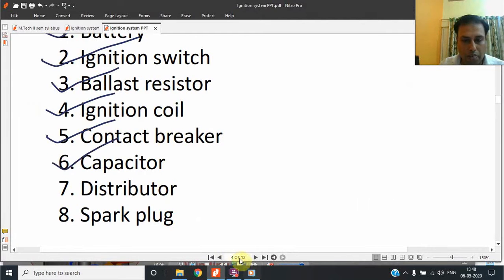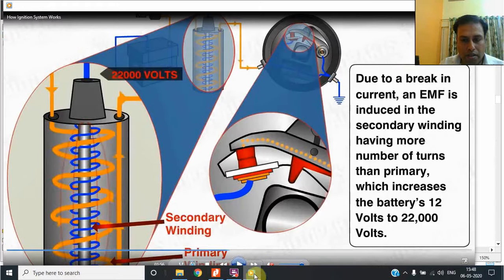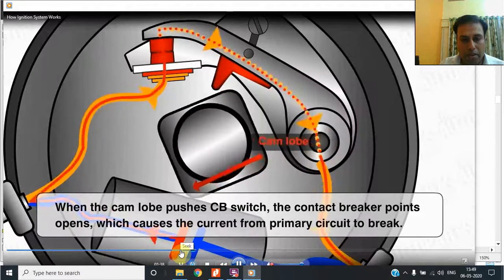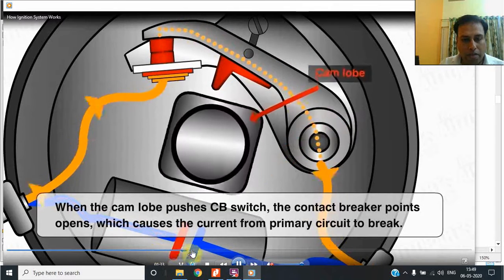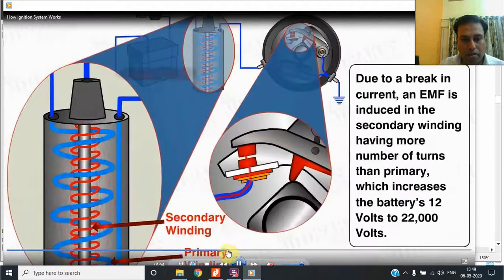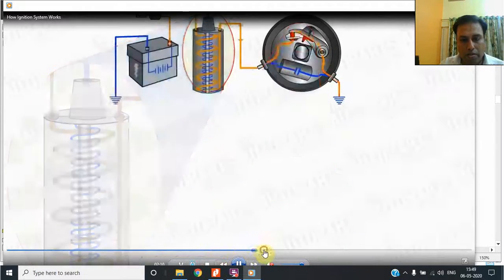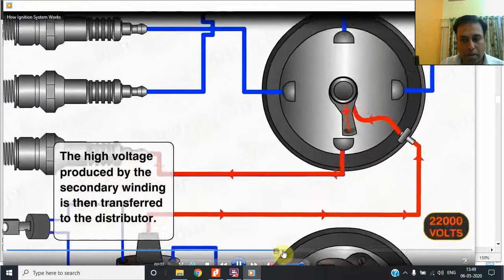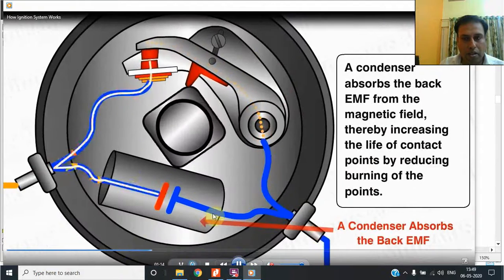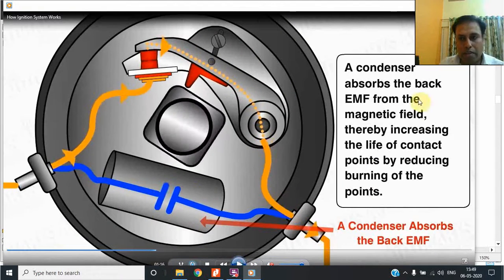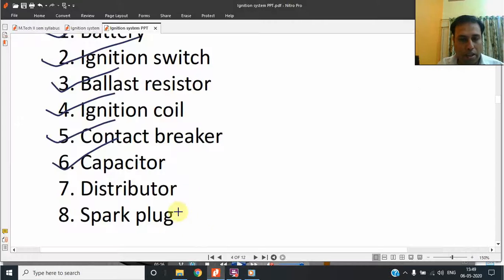The capacitor, I have told you that the capacitor is used just to save the life of the contact breaker, because it consumes the back EMF which is generated when the contact breaker works. So the capacitor is being shown over here. The function of the capacitor they might have told in the video also, so you can go through the video when you get time. The condenser absorbs the back EMF from the magnetic field, thereby increasing the life of the contact point by reducing burning of the points. So this is why this is being used.